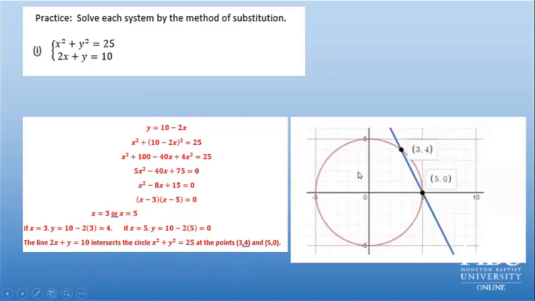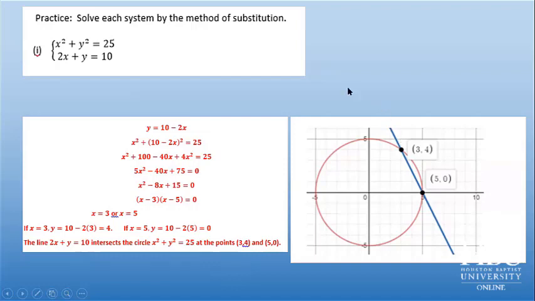Here's the graph. You can see that the circle is centered at the origin with a radius of 5. Here is my line given by the equation 2x plus y equals 10. And this line is intersecting the circle, as we said, at the point 3, 4 and at the point 5, 0.